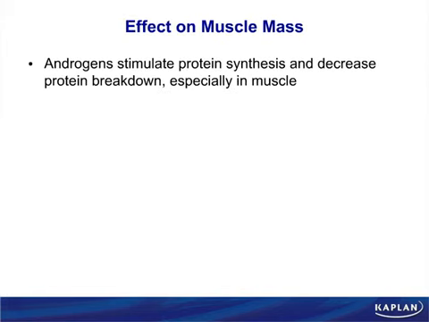So androgens stimulate protein. They're anabolic. They decrease protein breakdown. They increase DNA polymerase. They increase mRNA. They increase protein production. That's why the ball players use it, because it makes muscle mass.